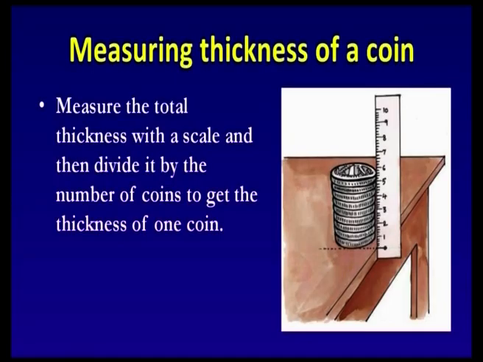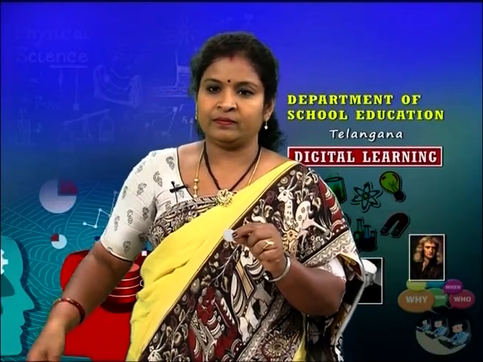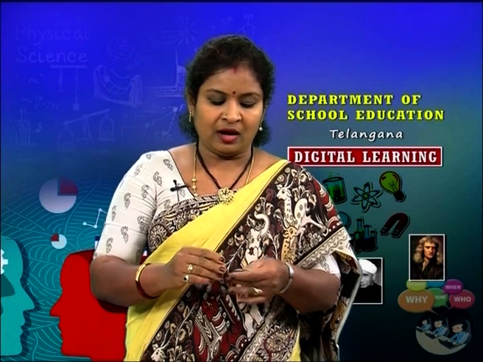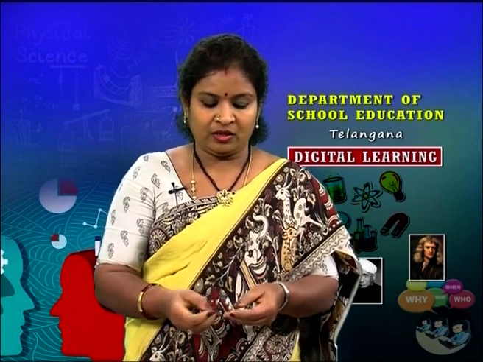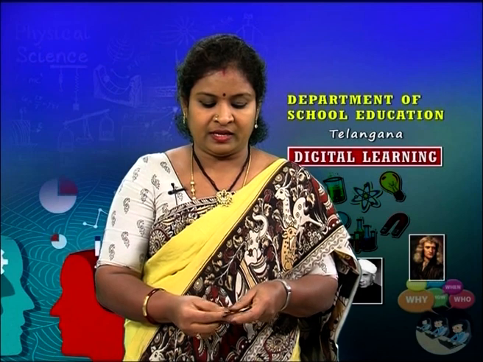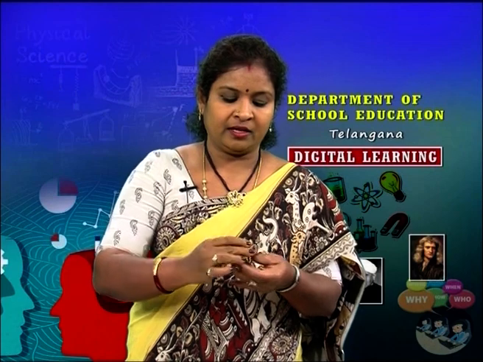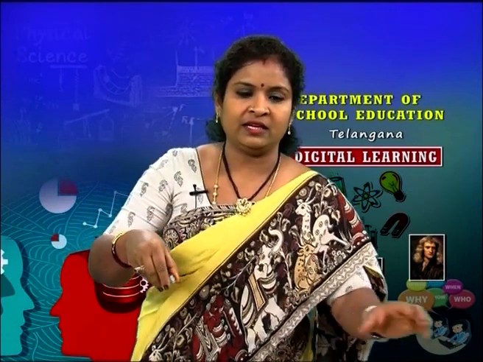Now how are you going to measure the thickness of a coin, children? If you want to measure the thickness of a coin, can you measure it by using a scale? No, because you will not be getting a correct reading. Then you have to collect a few coins of the same thickness, around 10 coins. Here I have taken 1, 2, 3, 4, 5, 6, 7, 8, 9, 10. So 10 coins I have taken. I am keeping them at the tip of the table like this. All the coins should be of the same thickness.